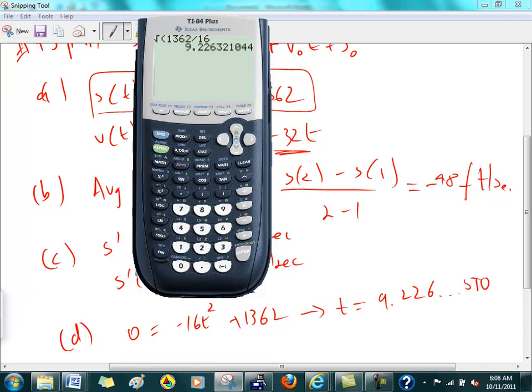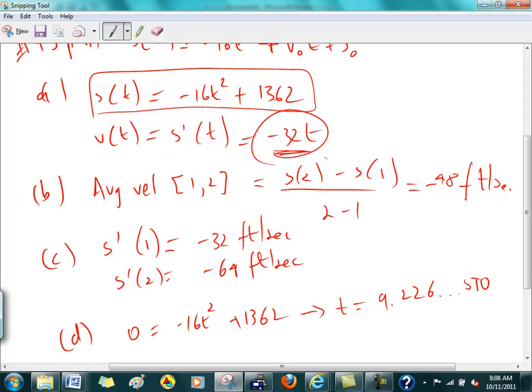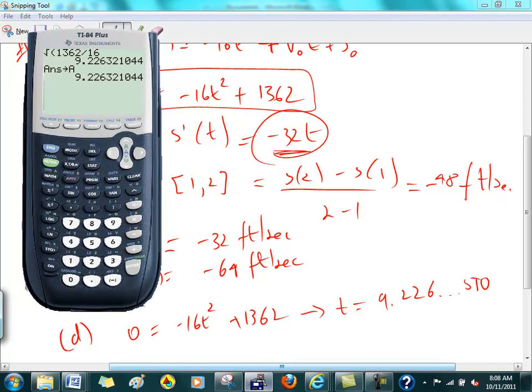Don't write that down. Here's how you store. See the STO button right above the on button? Store it, let's say, in alpha A. Okay, Nikhil, you with me? So now the whole position is stored in there. And you want the velocity at that particular time. So you're going to take that number and shove it in here. You're going to go negative 32 alpha A.